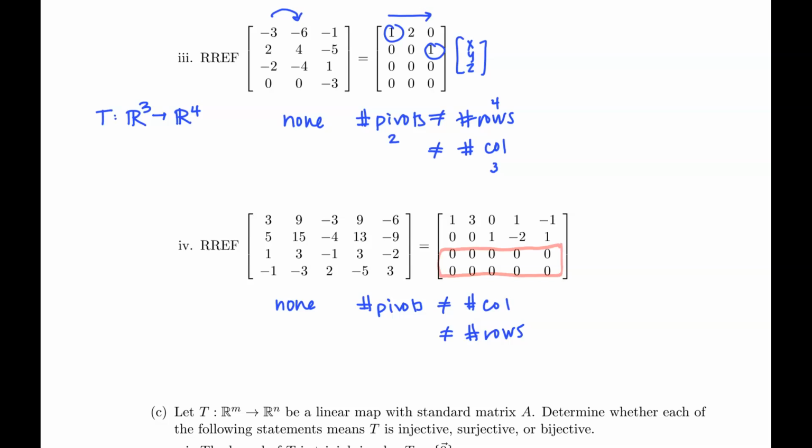But in reality here, we need 4 pivots for our 4 rows in either one of these last 2 questions in order to span R4, the place that we're headed towards, our codomain, right? In order for our image to be the same as my codomain, to map to everything in that vector space.